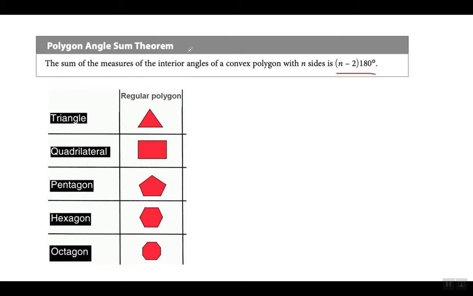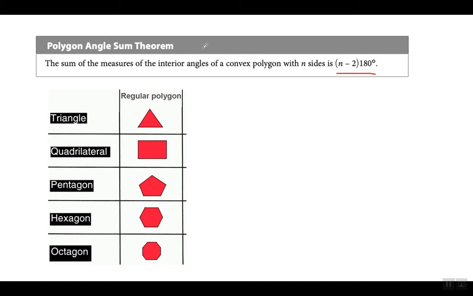This formula is the Polygon angle sum theorem. This theorem states that the sum of the measures of the interior angles of a convex polygon with n sides is (n minus 2) times 180. So I'll go over what a convex polygon is in one moment.